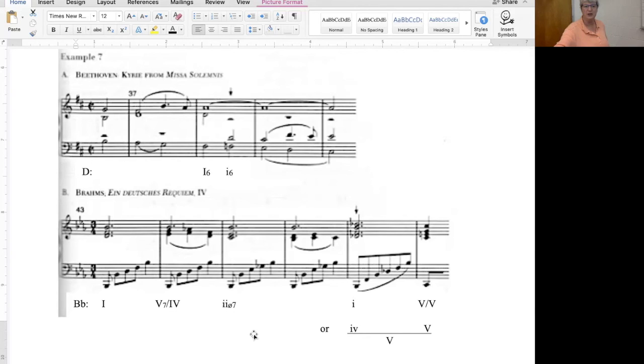So listen to the sound of being in B flat major and then moving towards B flat minor before ending on 5 of 5, or if you will, ending on 5. Here's what this sounds like.